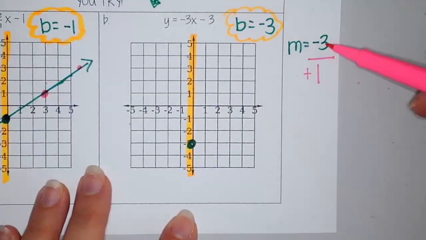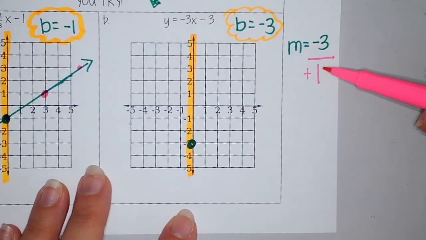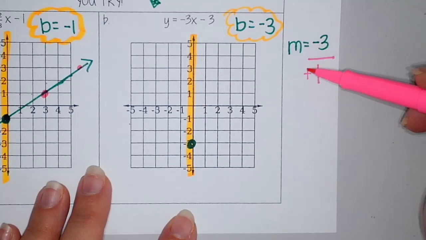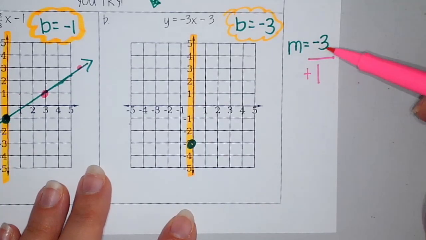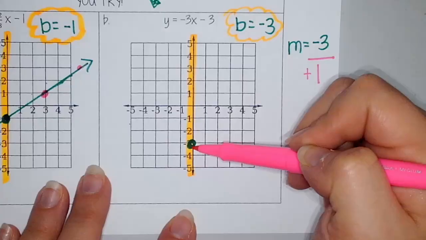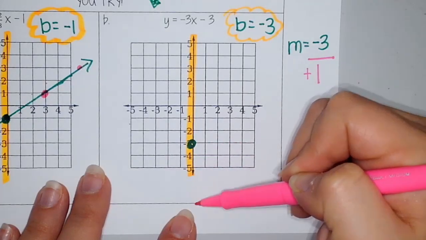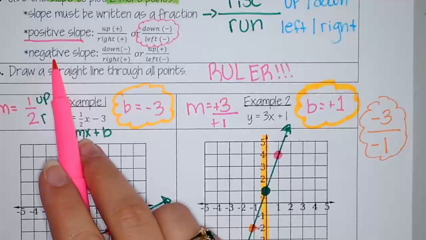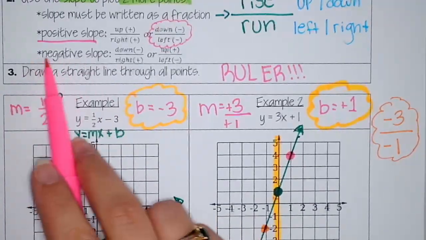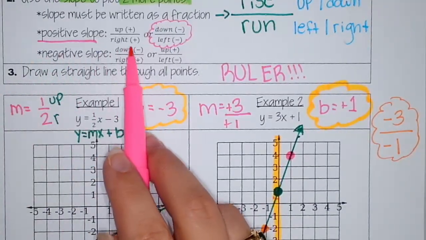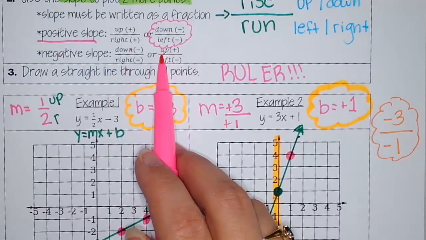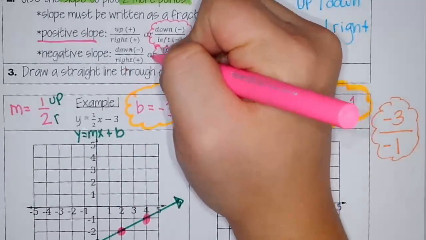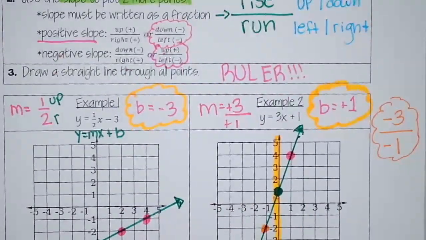Since the top is negative and the bottom is positive, technically this fraction is telling you to go down 3, right 1. Down and right. But watch what happens. Can you go down 3? You run out of room. So everyone go back up to your cheat sheet. If your slope is negative and you can't go down and right, what is the other way you could go? Everyone bubble that in. Up and left. Very good.